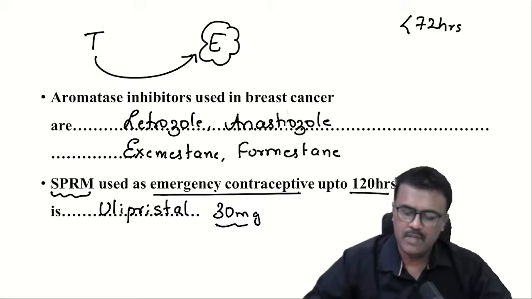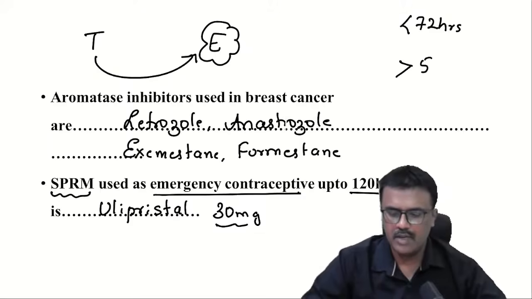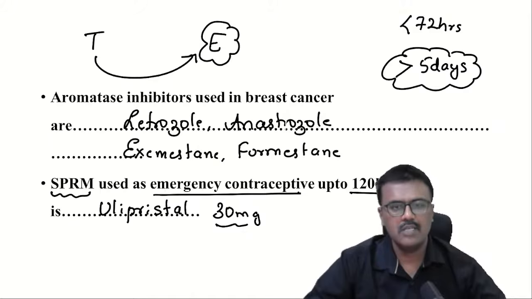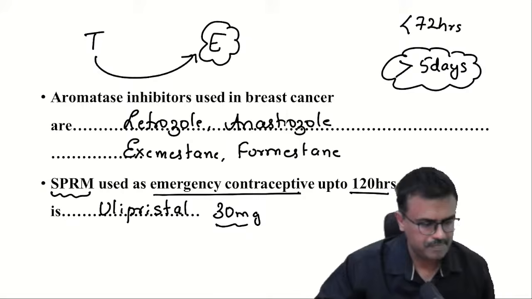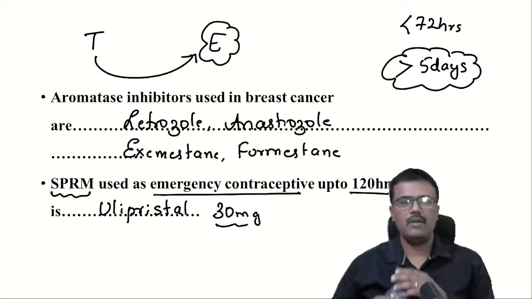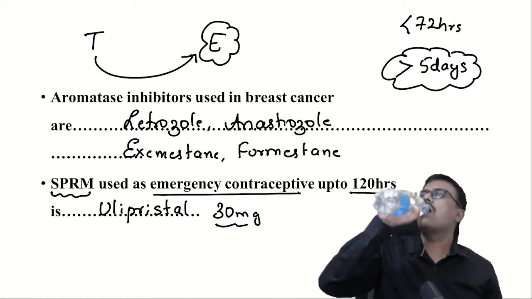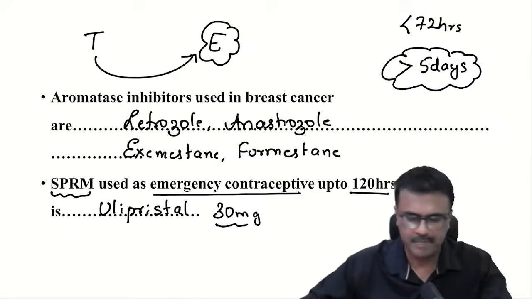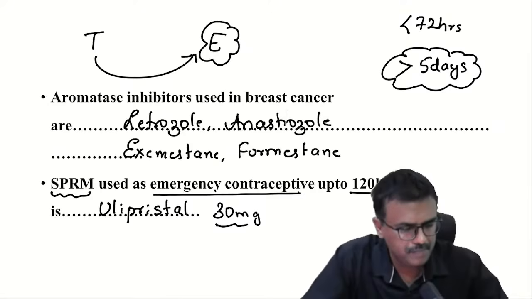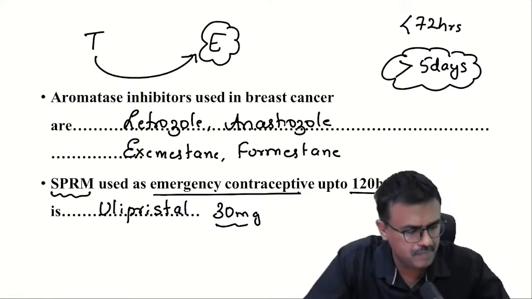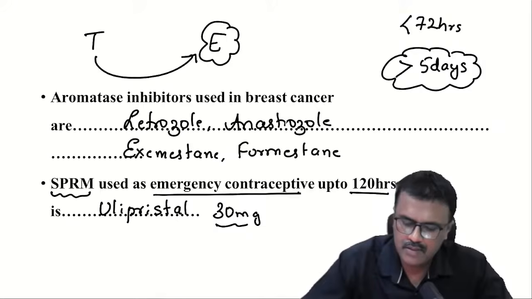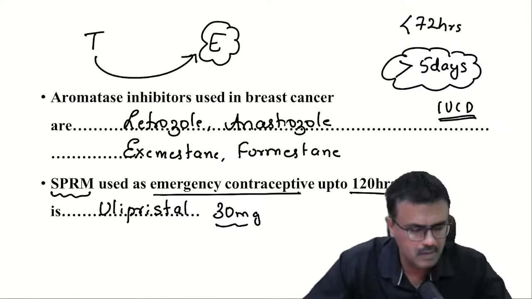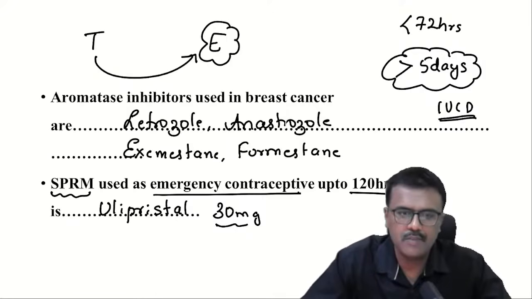Suppose a lady comes post-coital after 5 days. Tell me what you suggest for her after 5 days. After 5 days, the option is IUCD, intrauterine contraceptive device.